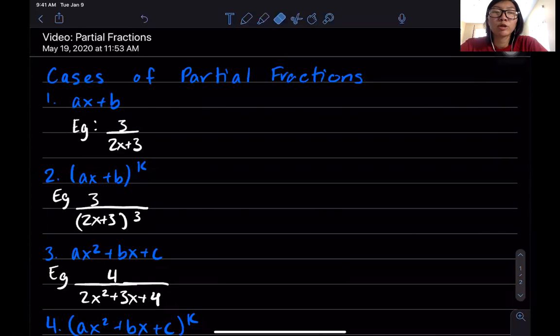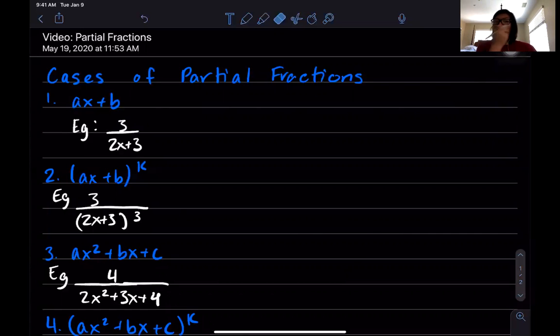Today I'm going to be talking about partial fractions. And so as you can see up on the blackboard, I have 4 different cases of partial fractions that are organized by denominator. And so I'm going to use some examples about what they would look like.